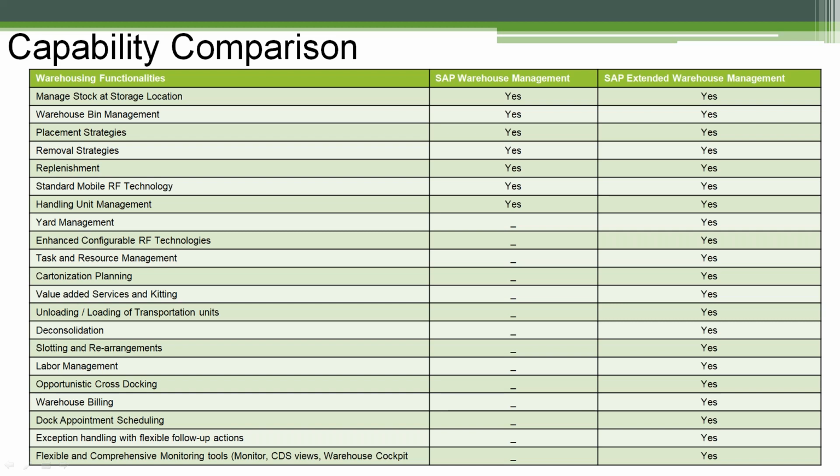Value-added service and kitting. Kits can be prepared. Value-added services, standard out of the box. You can activate this functionality where you can track labeling, cleaning, activities that you do. You can calculate the time required, resources required. You can give instructions while these activities are being carried out. You can prepare kits for your warehouse or for your customer.